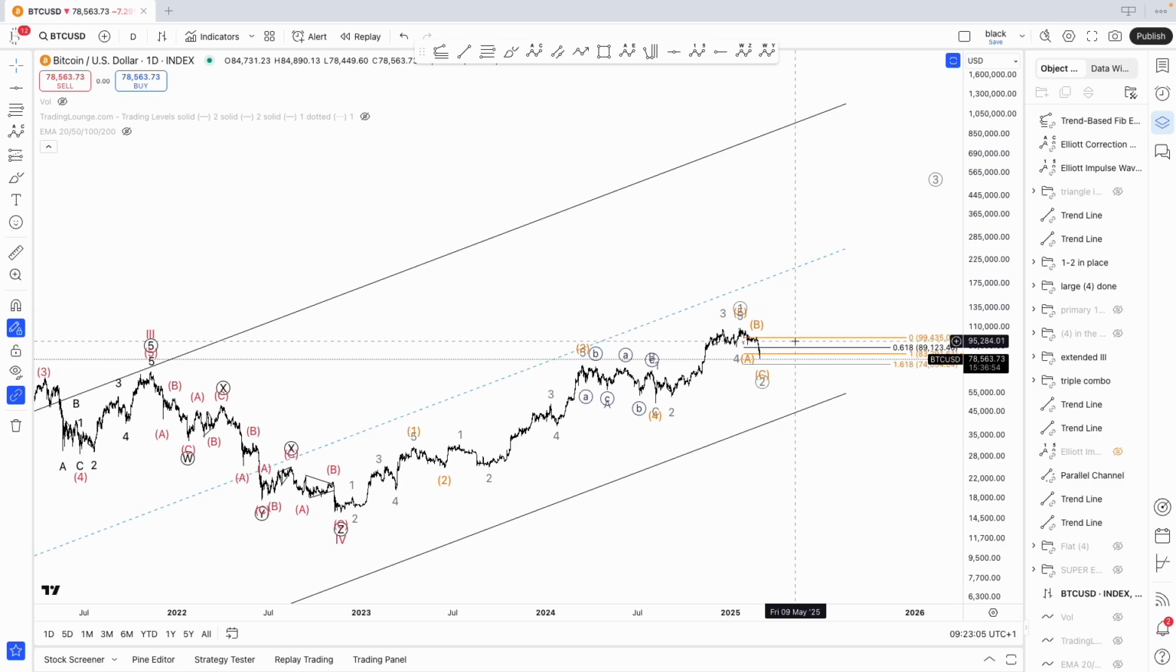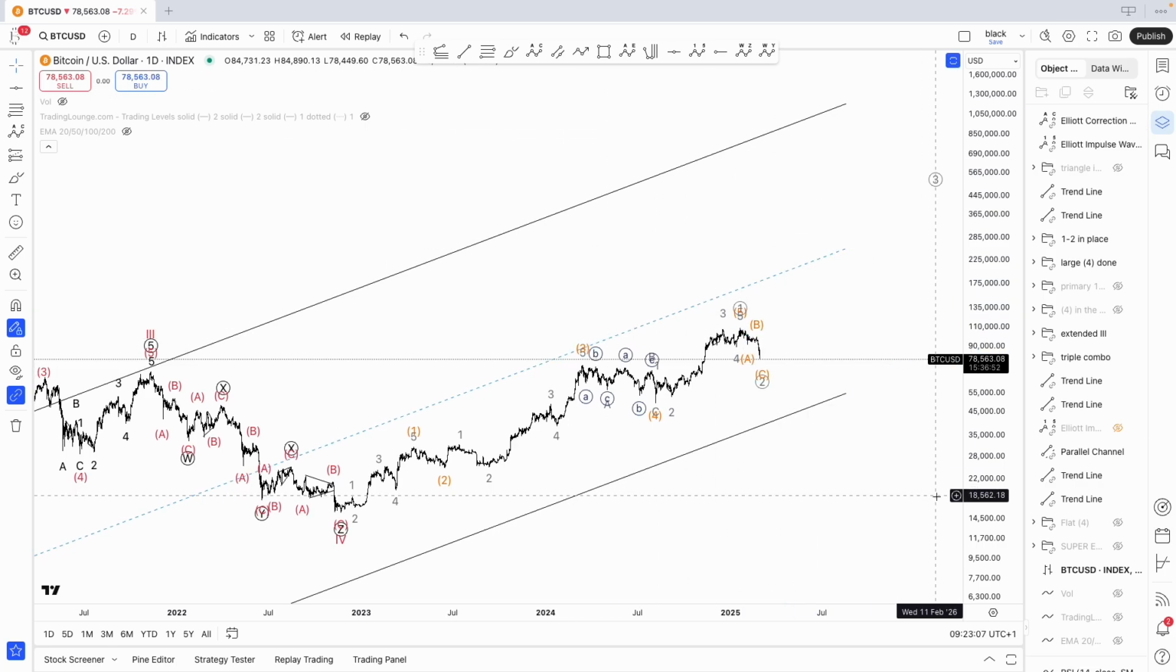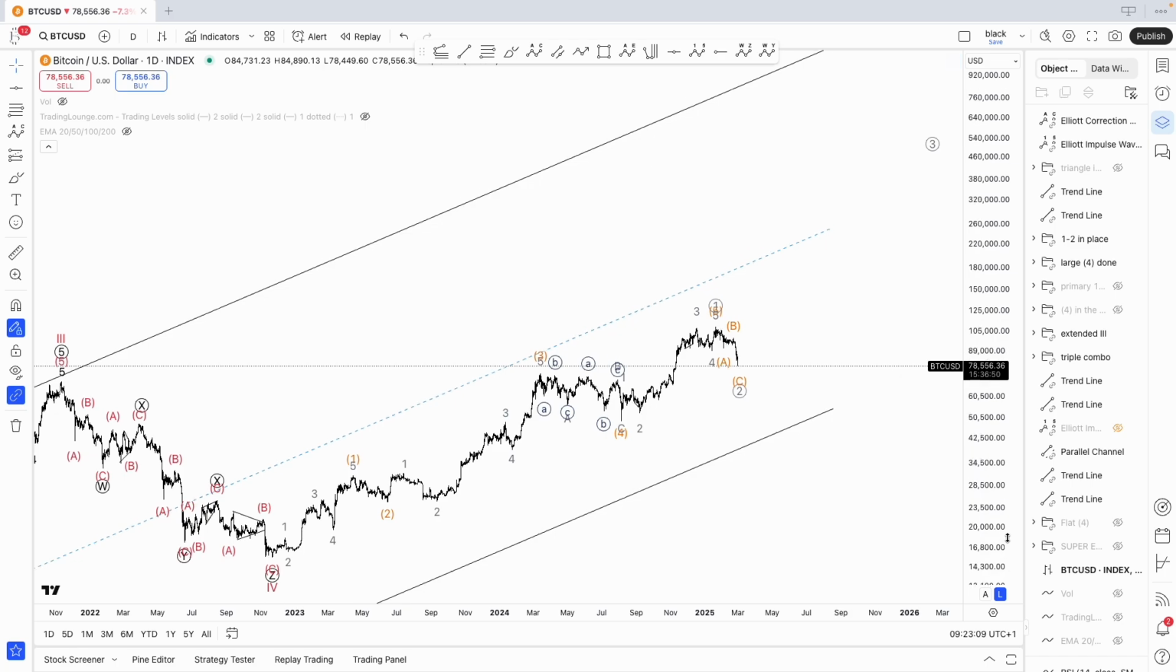What else? I don't really have any counts for now. I might take a look at it and see what I come up with.